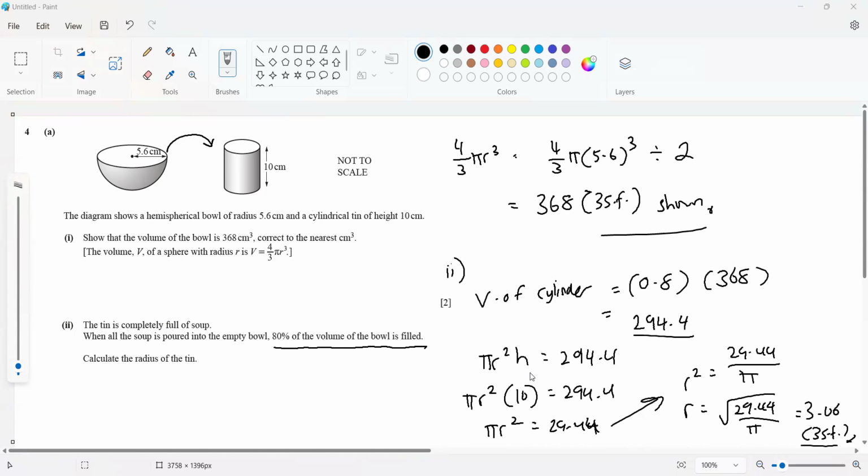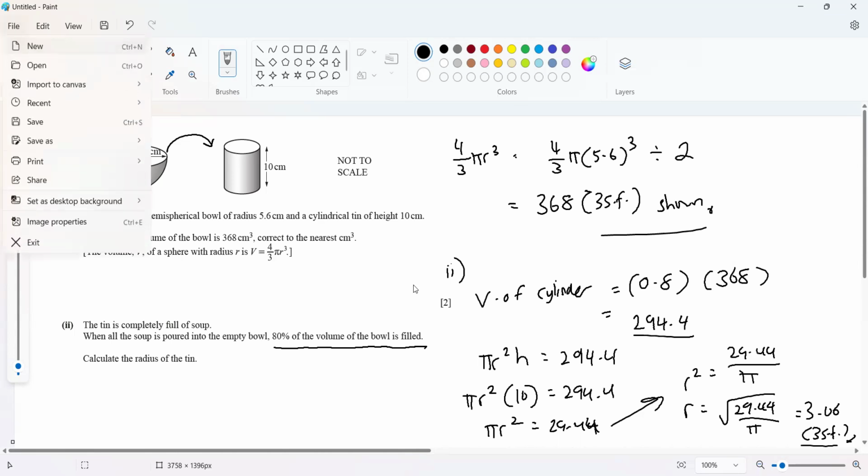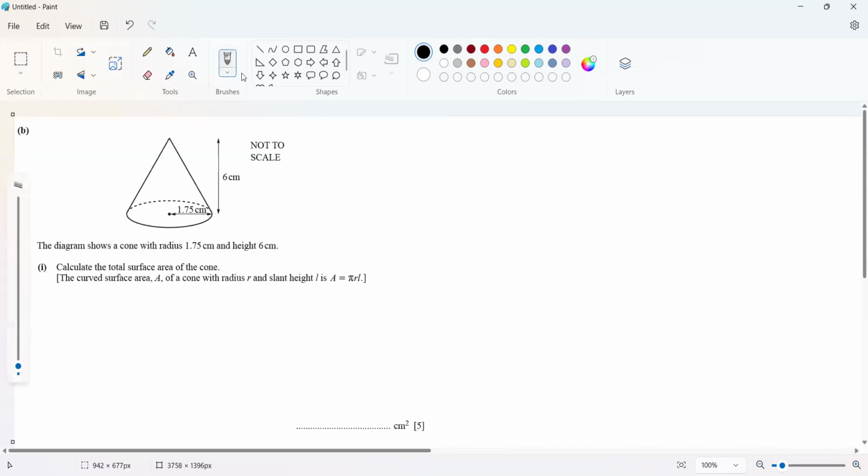So in question B, they ask us to calculate the total surface area of the cone. As for the total surface area of the cone, we are looking at the curved part and the bottom part. So we can assume that this is floating in space. It's not really on the ground anywhere. So from here, we are looking at the total surface area. The formula gave us the curved surface area pi r l, but we also need to consider the circular part as well.